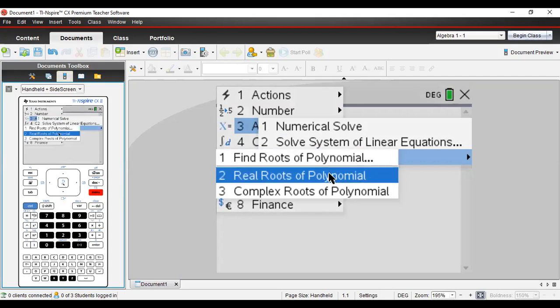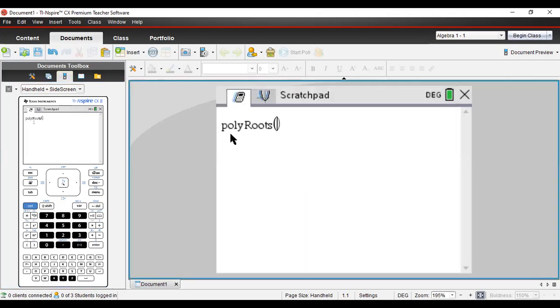And then we want the real roots of the polynomial. So basically it's 3, 2. We choose this one and you're going to see this polyroots. Now, all you have to do is key in the quadratic x squared minus 5x minus 6 and then put comma x. And it's going to find the zeros for you. And it says there are 2 zeros, -1 and 6.